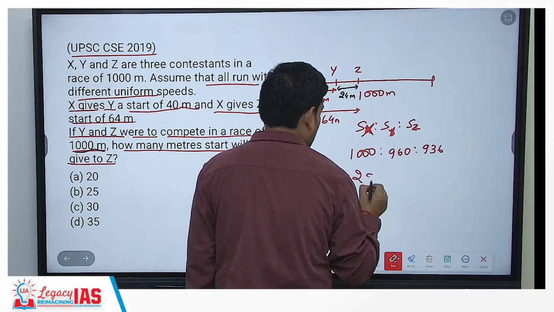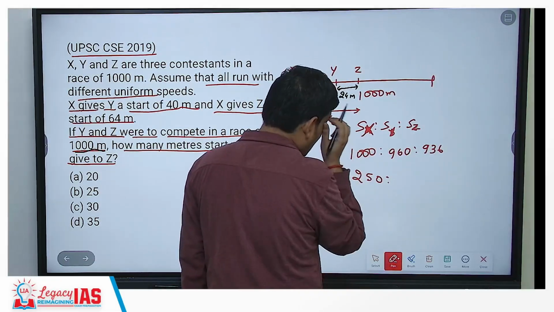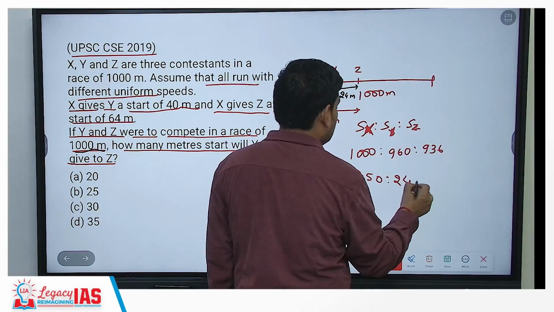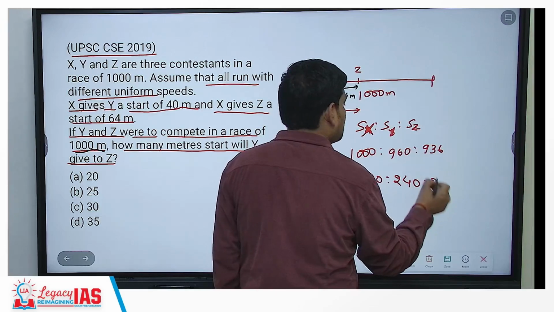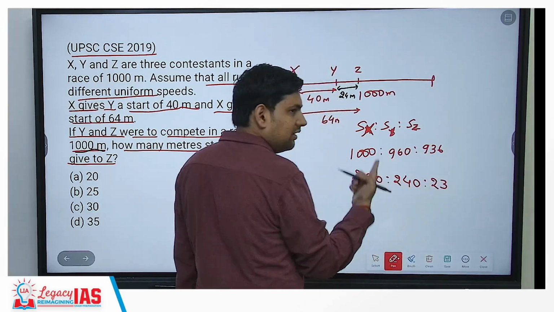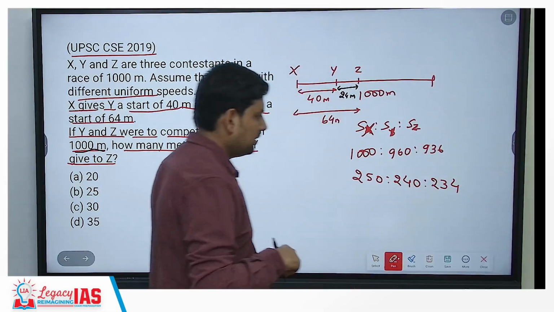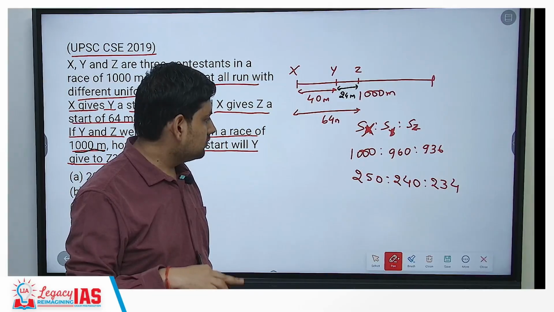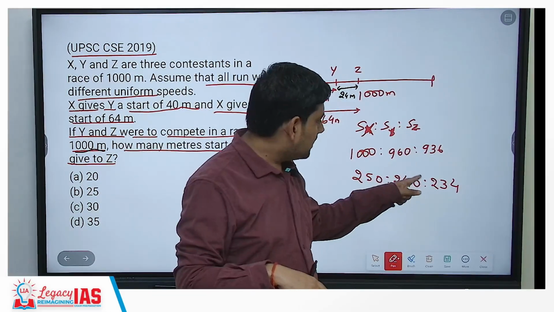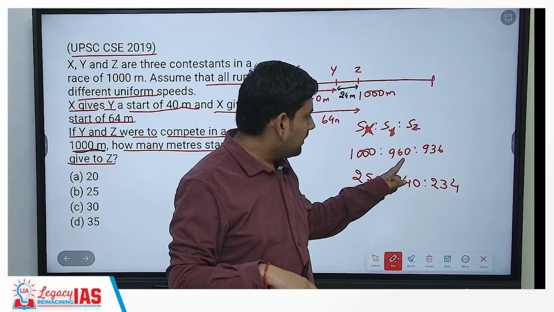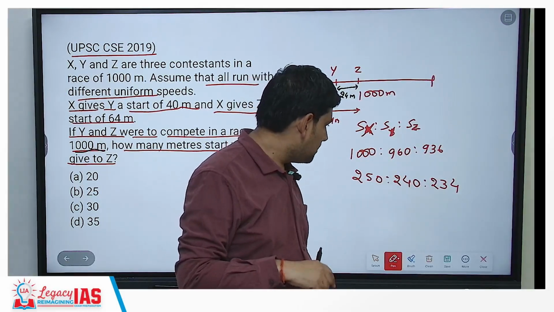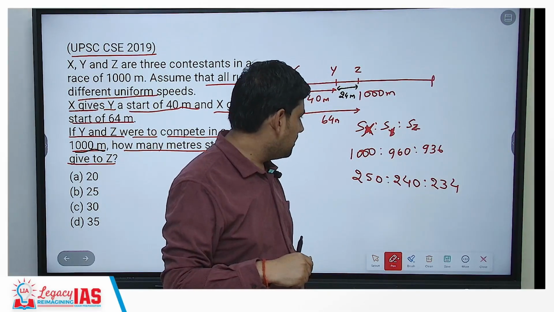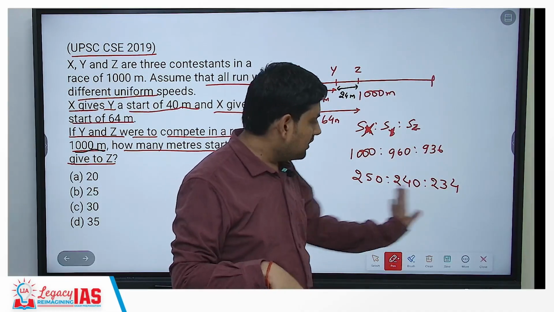So what you get? You get 250 ratio. This goes how many times? This goes 2 times. 1 will remain. With 16 it will go 4 times and 0. This goes 2 times, then 1 will remain. With 13 it will go 3 times, then 1 will remain. With 16 it will go 4 times. Correct? Yeah, so this is what you got.